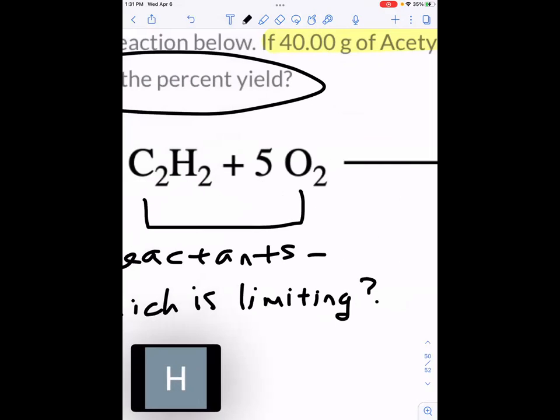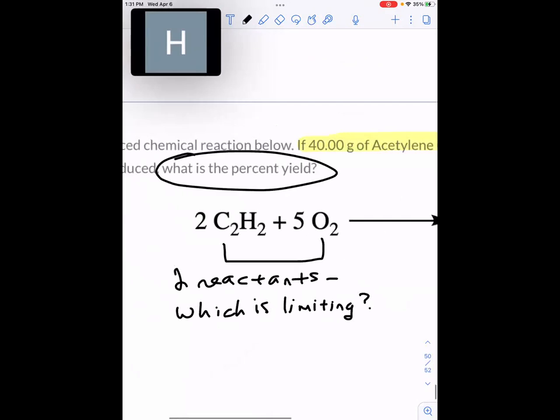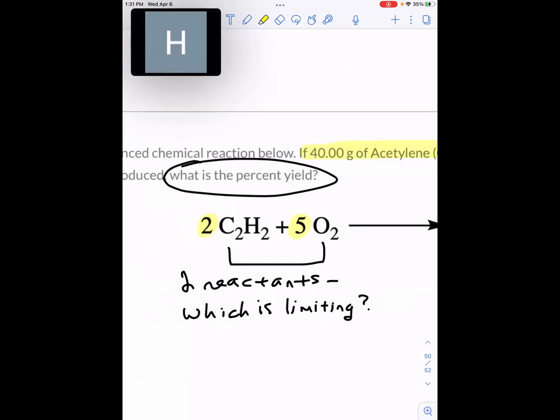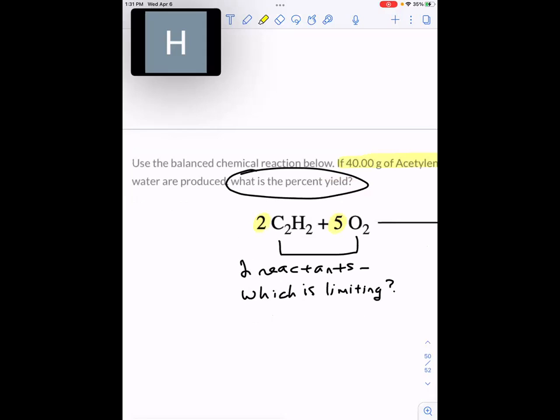Right? And it's very tempting to look at those coefficients, the 2 and the 5, and say, well, 2 is less than 5, so that must mean that reagent is limiting. We cannot do that. You have to calculate the percent yield, and in order to do that, you have to find the limiting reagent in order to find the theoretical yield. You can't just assume based on the coefficients that something is limiting or not limiting, right?